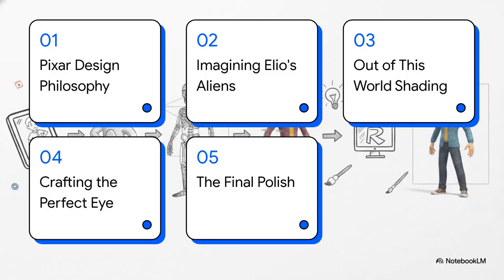Here is our roadmap for today. 1. The Pixar design philosophy. 2. Imagining Elio's aliens. 3. Out-of-this-world shading. 4. Crafting the perfect eye. And finally, 5. The final polish.